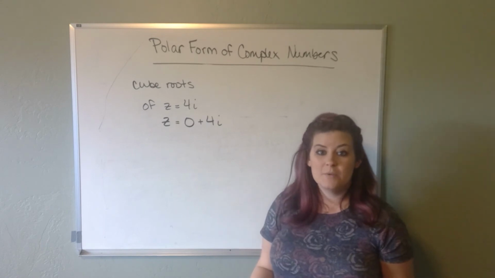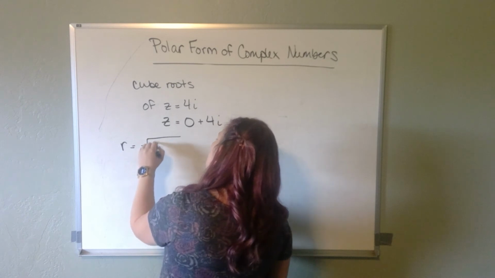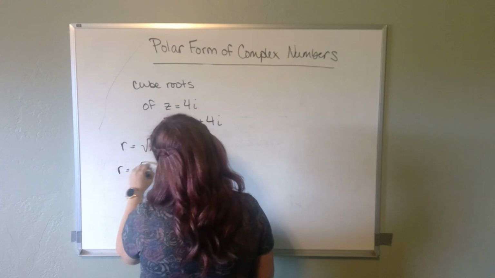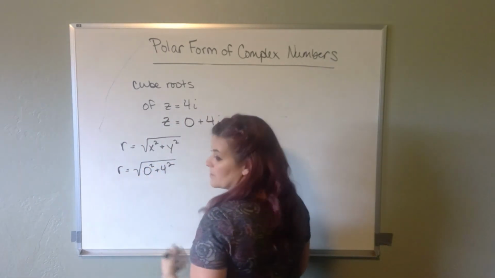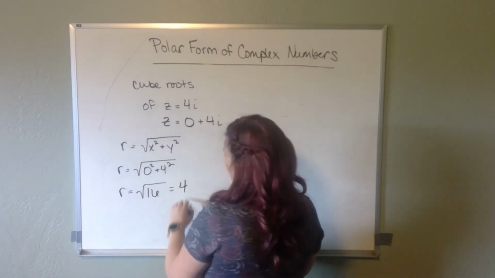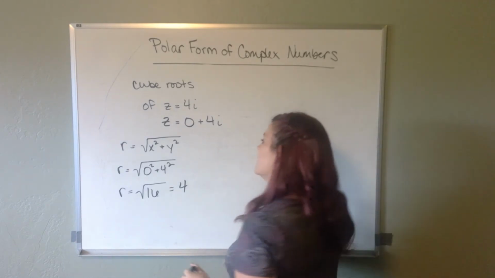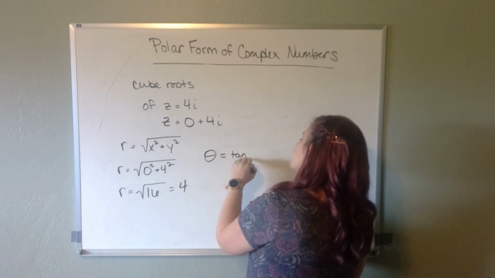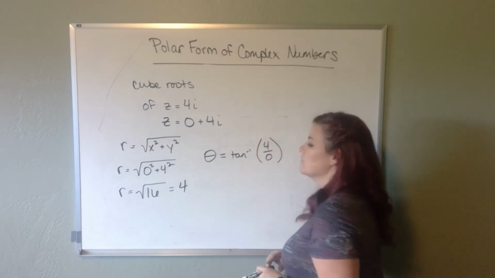First thing I want to do is put it in polar form. So I need an r. Square root of x squared plus y squared. Remember your x is 0. So I get the square root of 0 squared plus 4 squared. Well, 0 squared is 0. This is the square root of 16, and we get back to that 4. So that should make sense. R is 4. Let's find theta. Theta is the inverse tangent of 4 over 0.